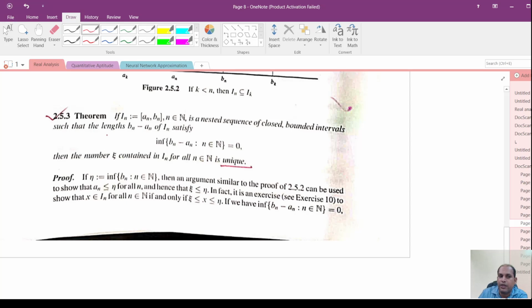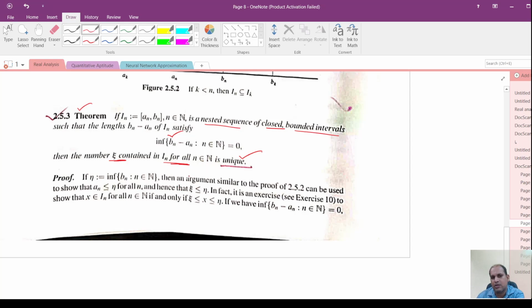That is called the nested interval theorem, and as per the theorem, if In equal to [an, bn] is a nested sequence of closed and bounded intervals such that the infimum of the set of lengths bn minus an is 0, then this number xi, which is common to all such intervals, will be unique.